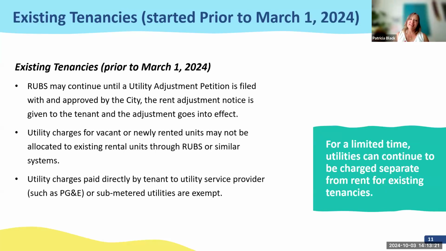For existing tenancies, RUBS can continue for a limited time. The utility charges, and this is important, utility charges for vacant or newly rented units may not be allocated to existing rental units through RUBS or similar systems. So you're going to want to and need to contact your RUBS provider and let them know that you can no longer do that. And again, utility charges paid directly by the tenant to a utility service provider are exempt.